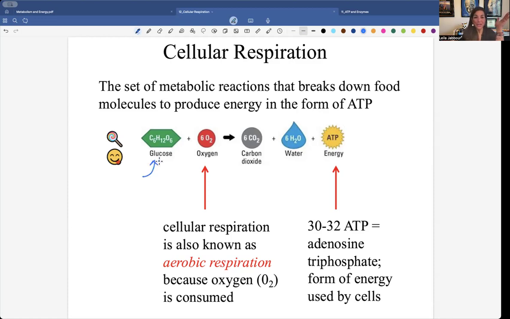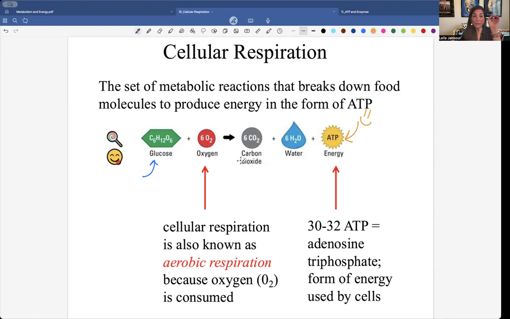So you ingest food, and we're talking here about sugar, glucose. This is a monosaccharide made out of 6 carbons, C6H12O6. And you're going to process that glucose for the purpose of producing energy, which fuels your body in the form of ATP. In the previous lecture, we talked about how ATP, this one small molecule, has so much energy in its bond between its second and third phosphate, because ATP stands for adenosine triphosphate.